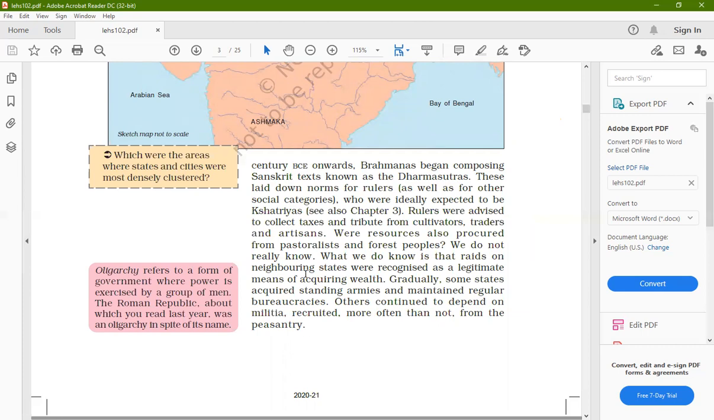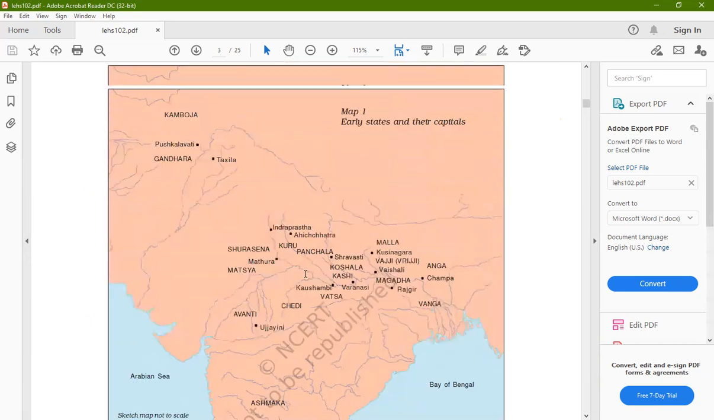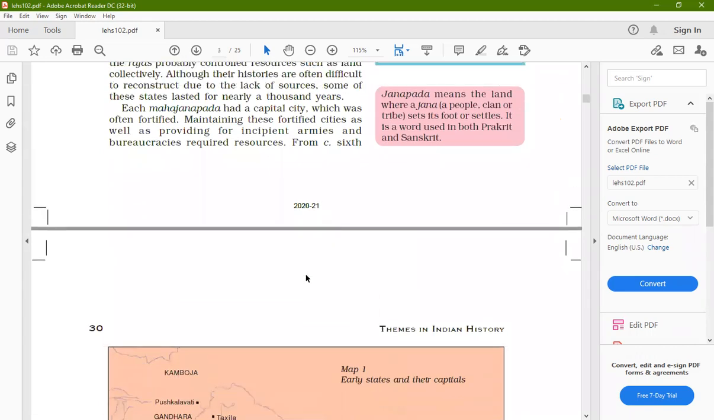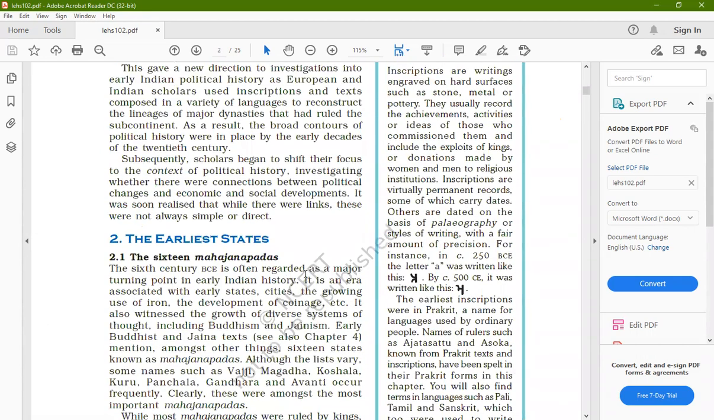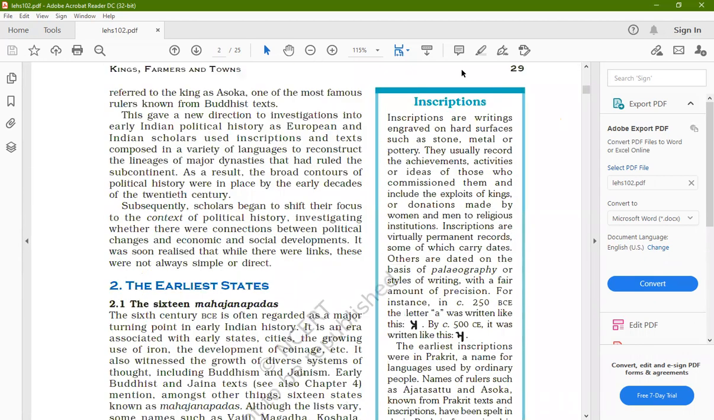Now, you will be thinking, what is paleography? For this answer, I think you may need to go back to this source, inscriptions. In this, you will find paleography: it is a style of writing with a fair amount of precision. So here you may find this question and the answer. From here you can note the sources are also an important basis of MCQs.